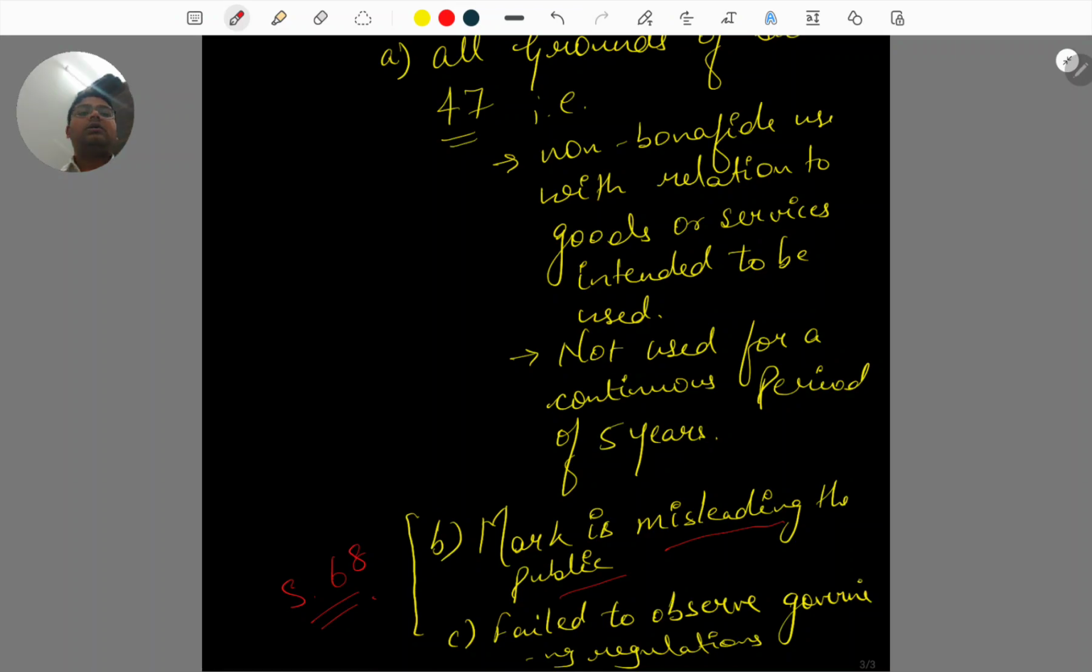And the last ground for the removal of a collective mark is that the governing regulations which were submitted at the time of getting the mark registered are not observed or not followed, or anything contrary to those regulations has taken place. Then again that becomes a ground for removal of the collective mark.